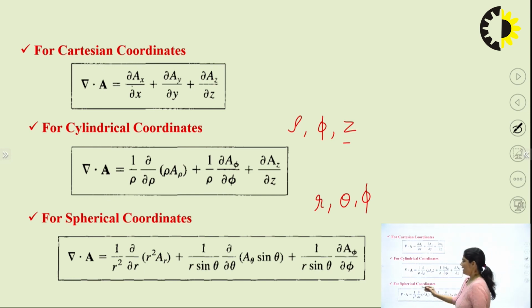And for spherical coordinates, del dot A is equal to 1 upon r square, del upon del r of r square Ar, plus 1 upon r sin theta, del upon del theta of A theta sin theta, plus 1 upon r sin theta, del upon del phi of A phi. So this is the representation in Cartesian, cylindrical and spherical coordinates.